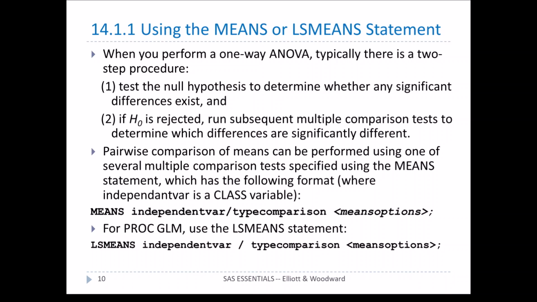Pairwise comparisons of means can be performed using one of several techniques specified in the MEANS statement, which is the following format, where the independent variable is a class variable. So here we have MEANS and then some independent variable, slash, whatever type of comparison we want to do, and some options. Or for PROC GLM, we use the LSMEANS statement. Everything is similar except we're saying LSMEANS, least square means, rather than just MEANS.